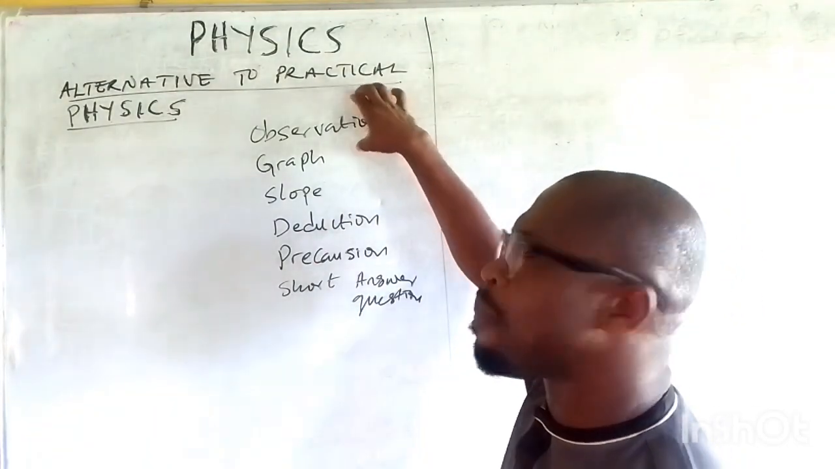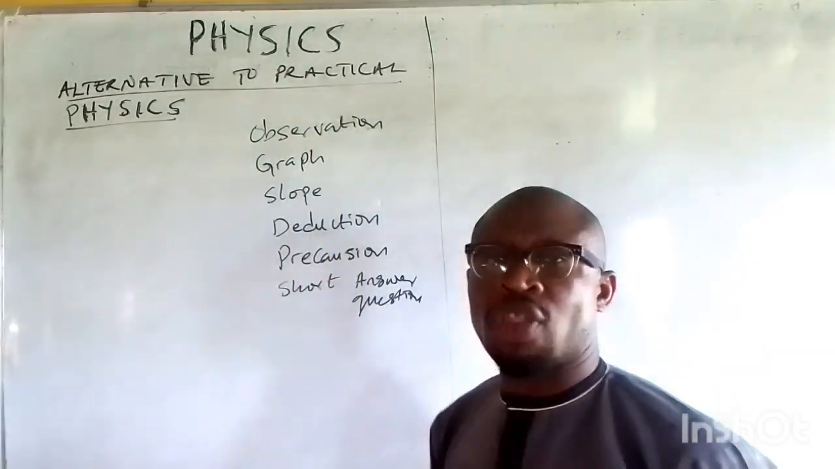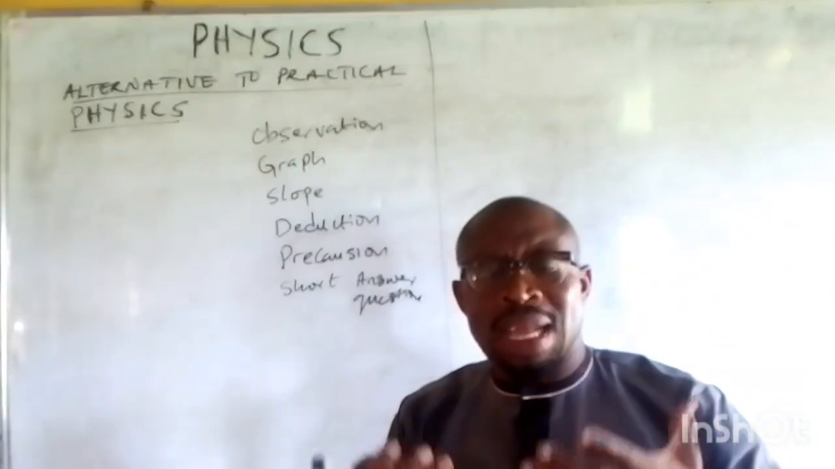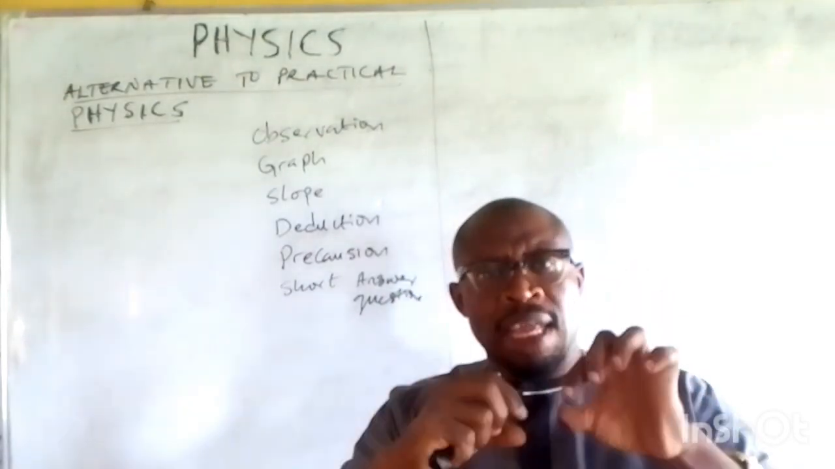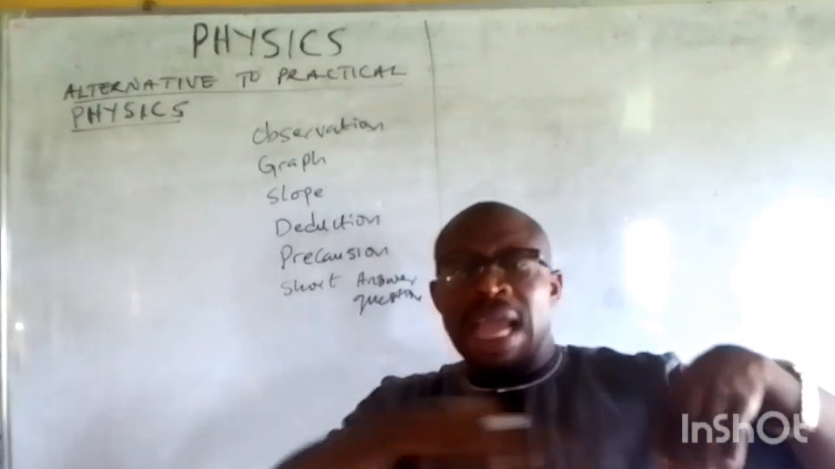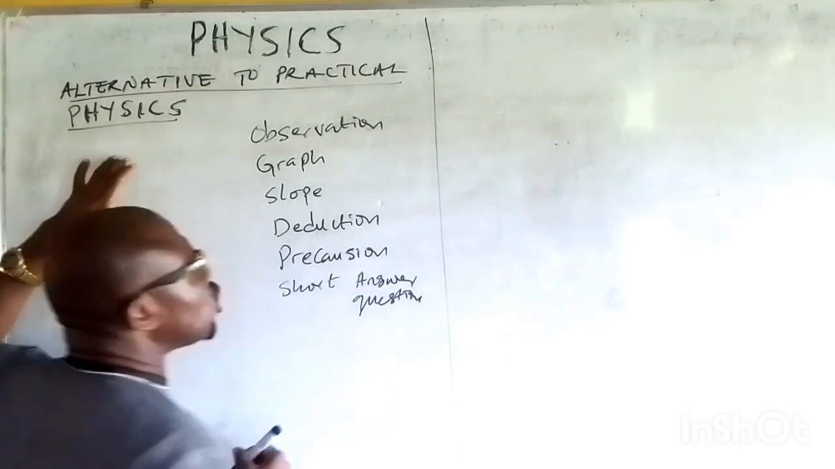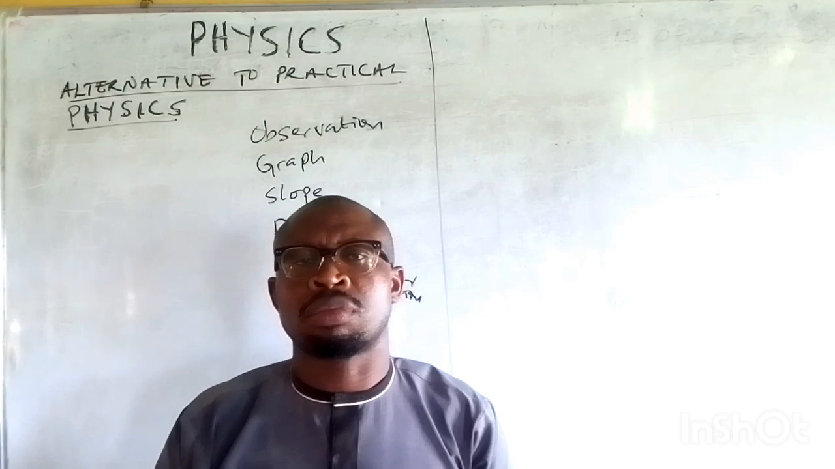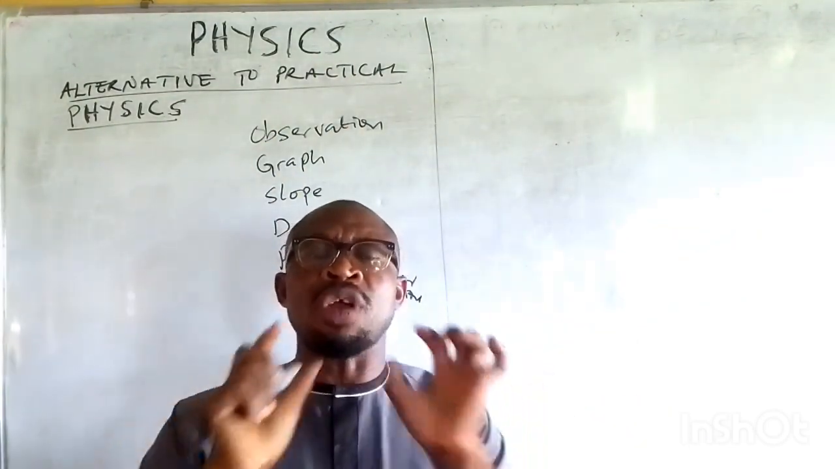Now, the observation part, of course, both the observation and the graph constitute the greater part of these 25 marks. So please pay attention to these observations. The observation starts with the material given to you, your ability to interpret the alternative to practical information given to you, and take necessary measurements. In that observation, you will be given a piece of information. Most times, under the information, they will give you a scale.